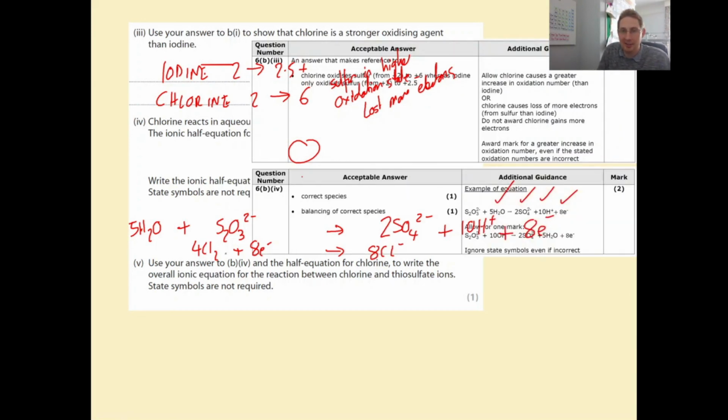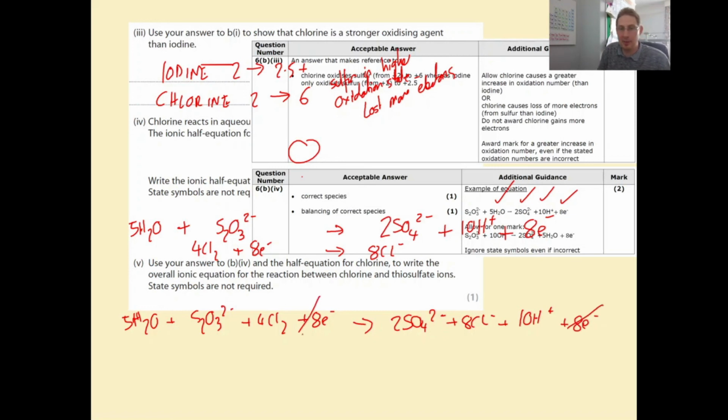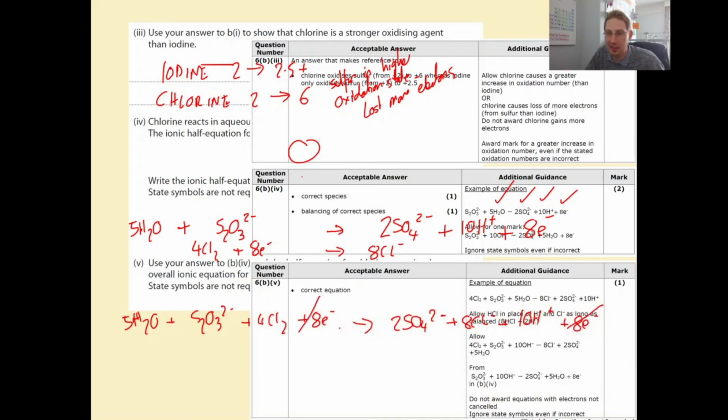And therefore when we add those two equations together, 5H2O plus S2O3 2 minus plus 4Cl2 plus 8 electrons going to 2SO4 2 minus plus 8Cl minus plus 10H plus 8 electrons. Cancel out the electrons which balance, and we should have the correct equation, which we've got up there, yeah. So 4Cl2, one of those, 5 of those, 8 to 10. Yeah, absolutely. There we go.